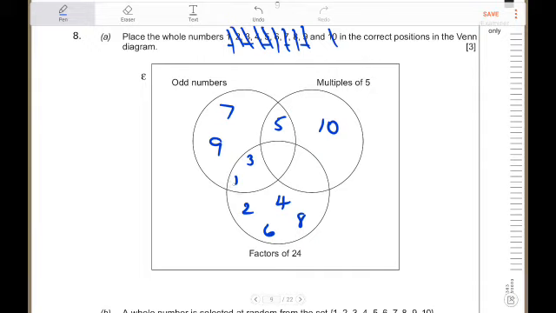1 is odd, but is a factor of 24. 3 is odd, but is a factor of 24, so it's in the overlap. And 2, 4, 6 and 8 are all factors of 24, but none of them are odd and none of them are multiples of 5, so they're in the right place there. Okay, and that's how you populate that Venn diagram.